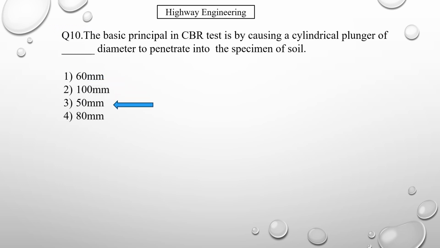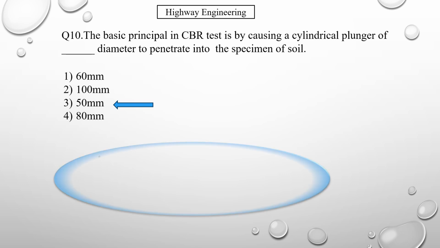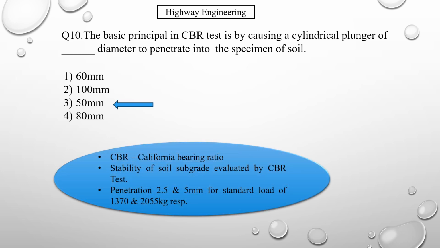The CBR test is the California Bearing Ratio test, and it is used to find out the stability of soil. In that test two penetrations are done: first 2.5 mm for a standard load of 1370 kg, and second 5 mm for a standard load of 2055 kg respectively.